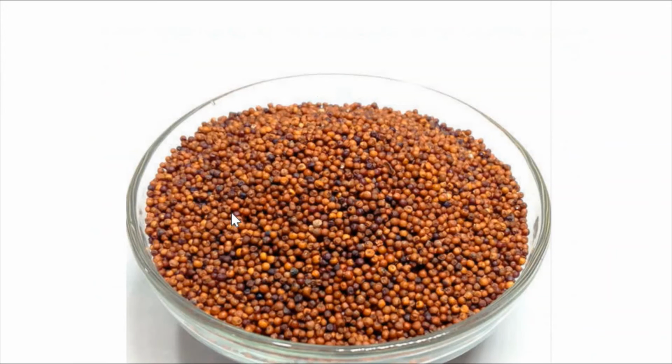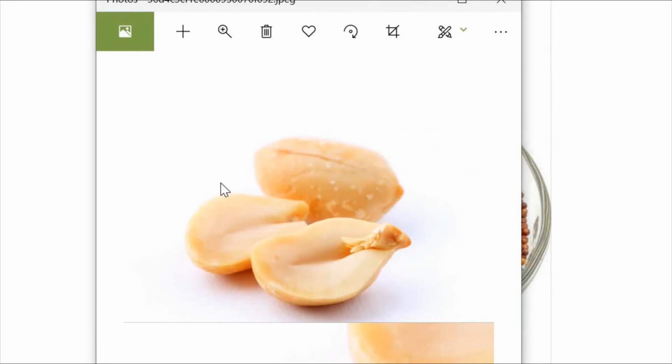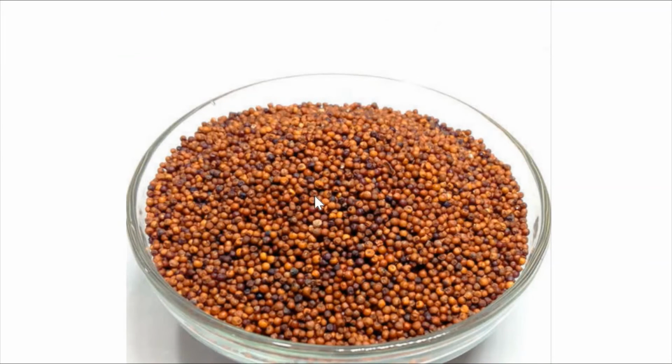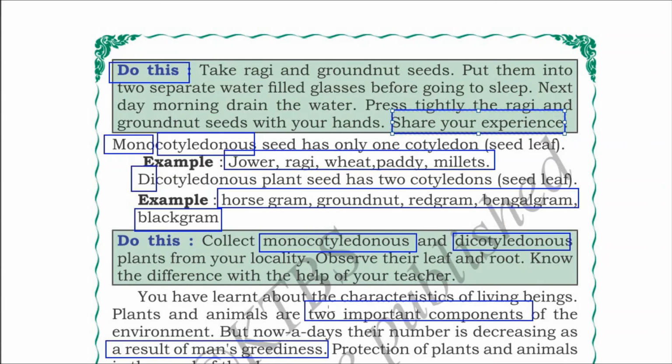So here we have ragi. As you can see, they are round, and when you press them, you can either get the ragi flour or you can get pieces of the seed. However, if you consider the groundnut, it can easily be broken into two halves, as you can see here. So ragi is an example of a monocotyledonous plant, whereas groundnut is a dicotyledonous plant. The mono means one and cotyledonous means having seed leaf.